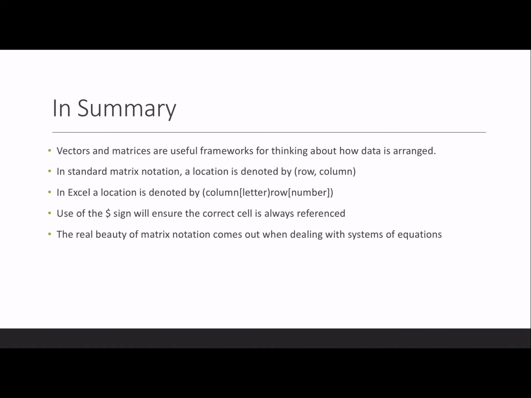So in summary, vectors and matrices are useful frameworks for thinking about how data is arranged. It gives us a way to think cohesively about this data instead of it just being there with random organization. It's not. There is a specific way it's arranged. In standard matrix notation, using linear algebra or most software systems or other statistics packages like R, it's denoted first by the row and then the column when you're calling out a specific location in a matrix. However, in Excel, it's a little bit different, and location is denoted by the column, which is a letter, and then the row, which is a number.